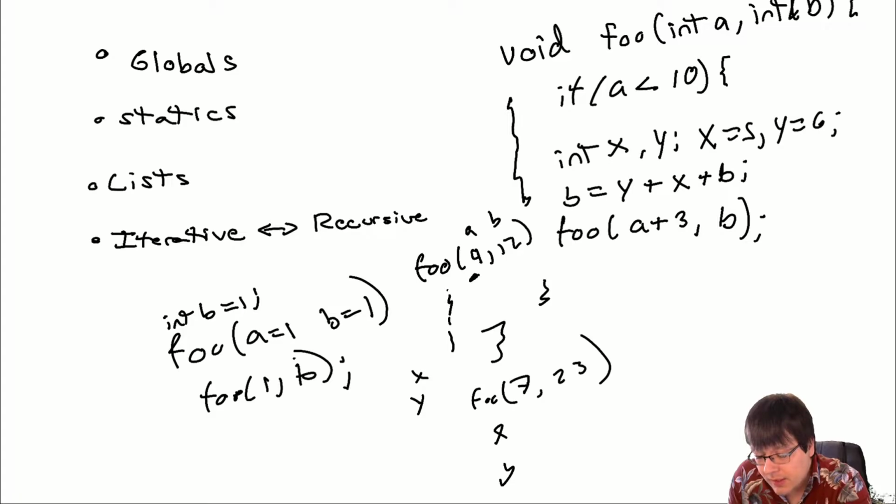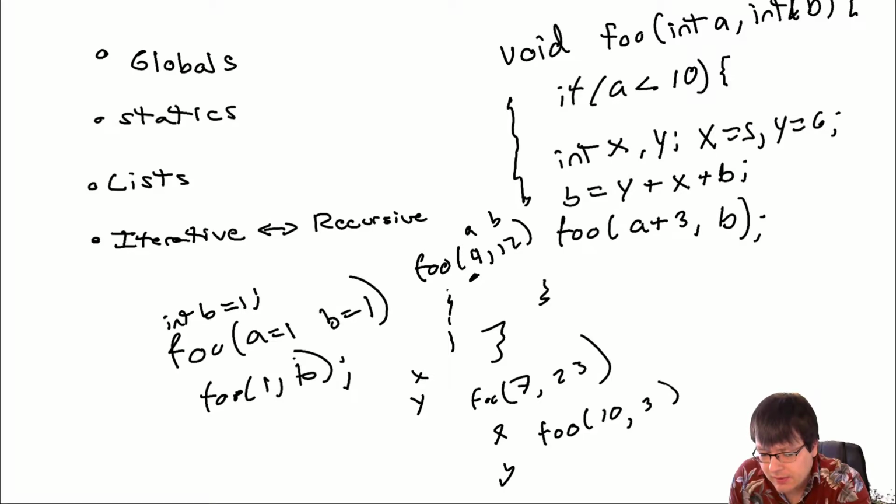And so the next time around, the 7 is still less than 10, so you do go into the if statement. And so you do another recursive call with foo being 10, comma, and then 23 plus 11, which is going to be 32. Oh, no. Wait.